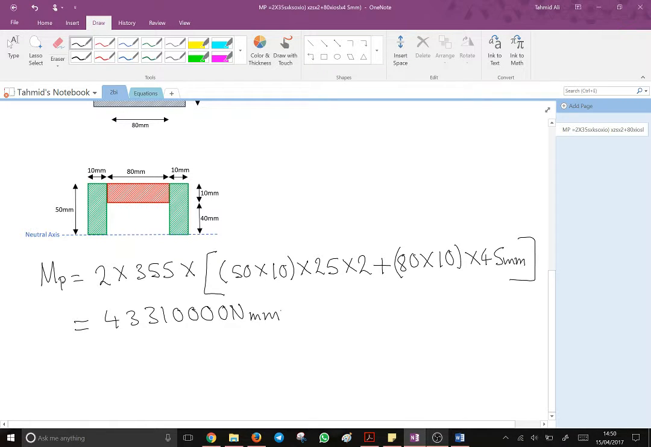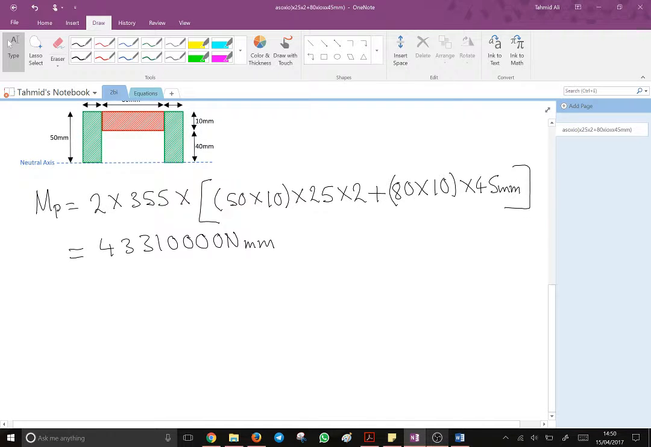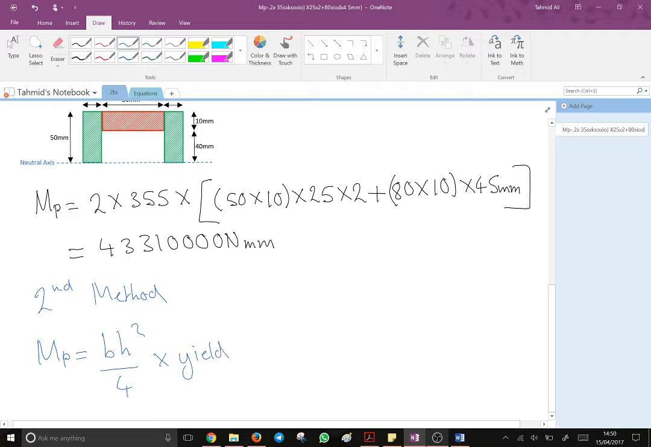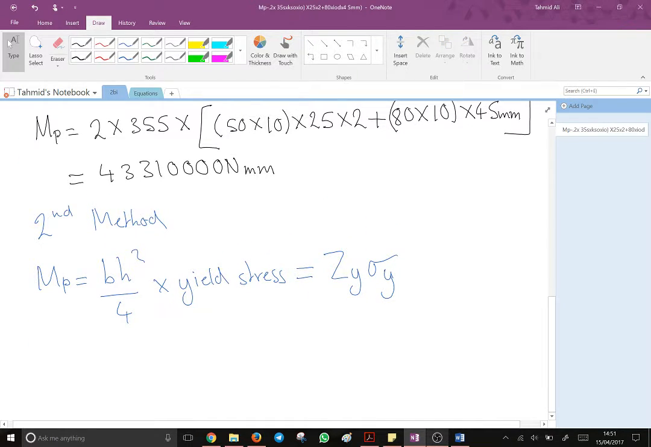Okay. Now you can use the formula approach, so this is the second method. We use MP equal to BH squared over 4 times the yield stress. In general, this is simply going to be equal to Zp, which is the plastic modulus, times the yield stress. So this is just a general equation for MP, and it could be denoted with these symbols.